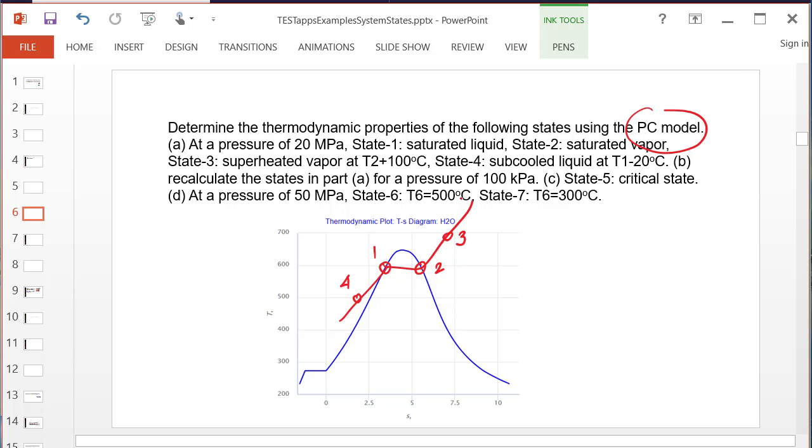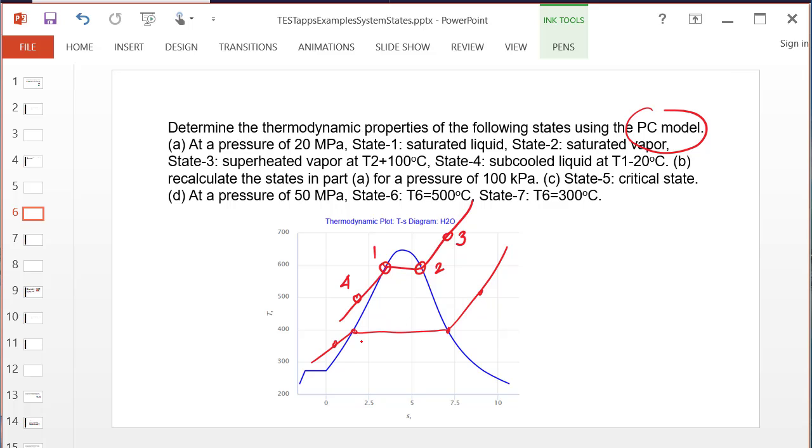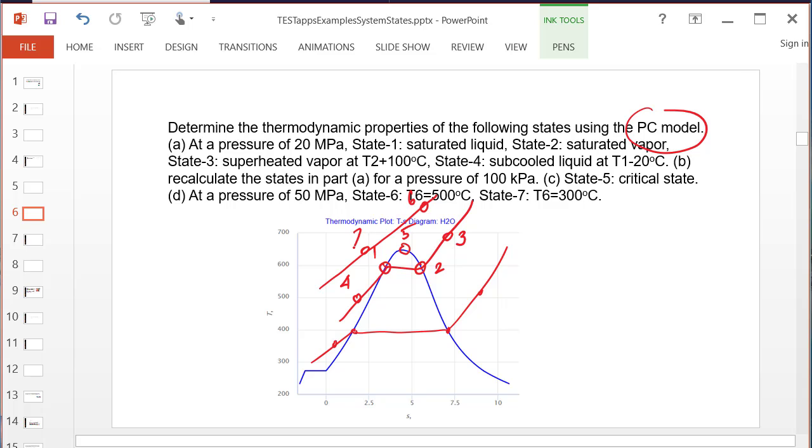And then we're asked, what if the pressure is reduced to 100 kPa? Of course, the states should translate to something like this as the pressure is reduced. And finally, we are asked to find the critical state, which should be here. That's our state 5. And states 6 and 7 are supercritical states, that is, at a pressure even higher than the critical pressure. So we expect 6 and 7 to be somewhere like here and here.